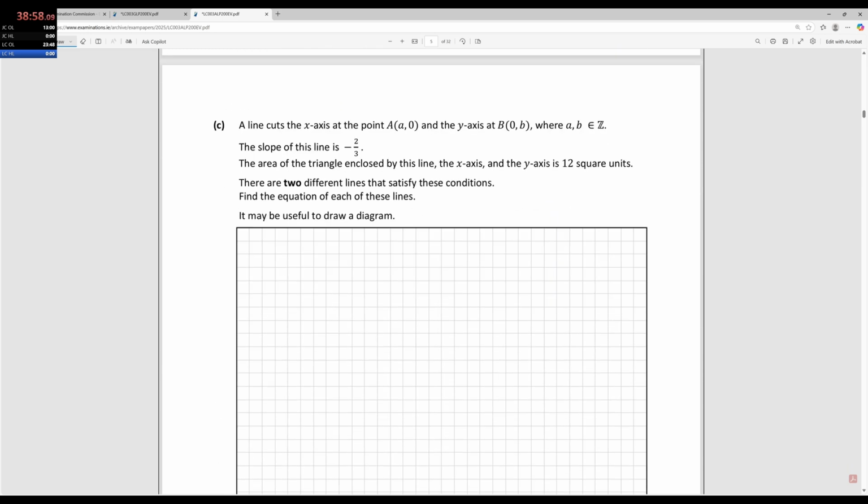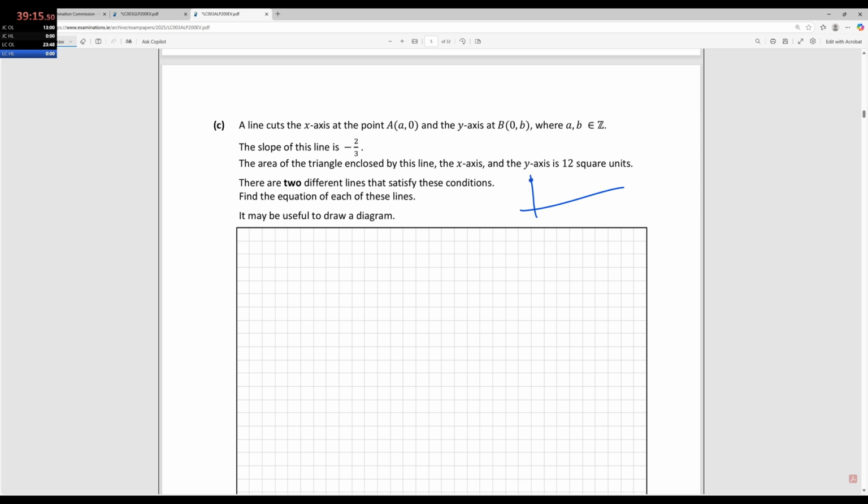A line cuts the x-axis at this point and the y-axis at this point. The slope of the line is this. The area of the triangle enclosed by this line, the x-axis and the y-axis, is 12. There are two different lines to satisfy these conditions. Find the equations of each of these lines. It might be useful to draw a diagram. You're right it might be useful.